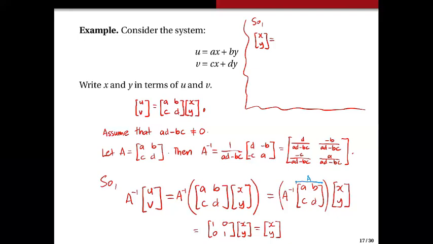So you have (X, Y) equal to, let me write the inverse of A. That's D over AD minus BC, this is negative B over AD minus BC. Here we have negative C over AD minus BC, and then A over AD minus BC. And then you multiply this to the vector (U, V).